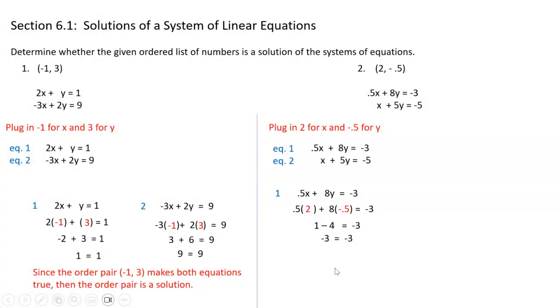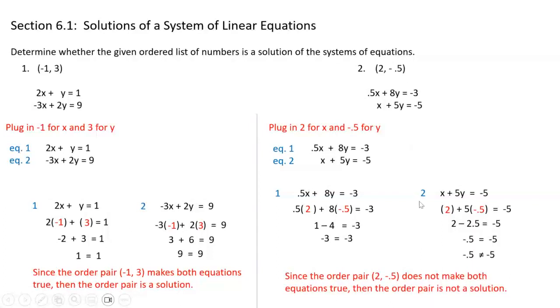So then we can proceed to equation number 2. Okay, x is 2 and y is -0.5. Again, after we evaluate the left side, it's going to give us -0.5. Does -0.5 equal -5? No, it doesn't. Which means the point 2, -0.5 does not make both equations true, and the ordered pair is not a solution. So for number 1, it was a solution. For number 2, it was not.